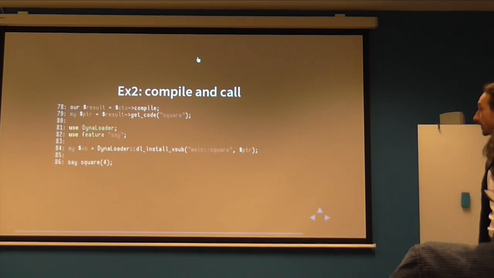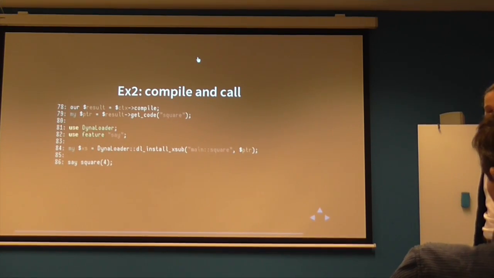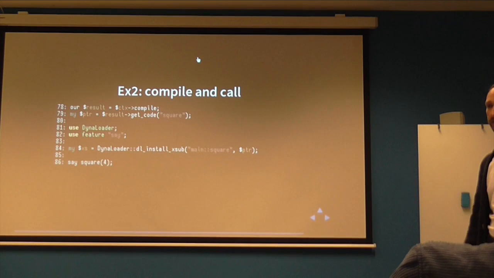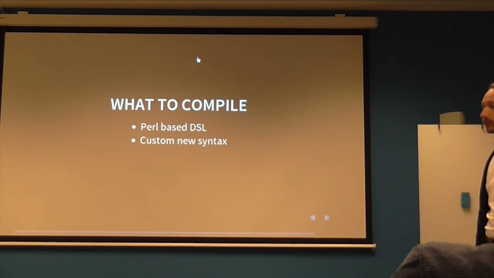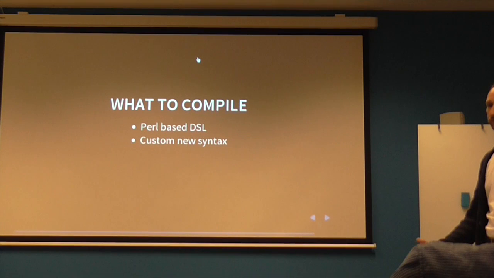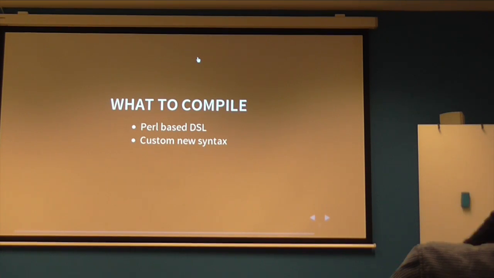Next, we can compile it, get the pointer, and this time we use DynaLoader to install it as a native access extension, and we can call it like it was a normal function. So it's a lot of code for a very simple example. What should you do with it? A lot of possibilities. I didn't have any ideas what to do with it. I was just playing around.